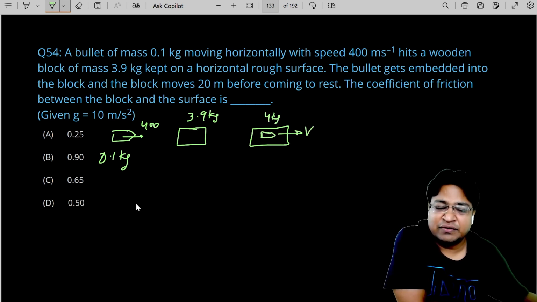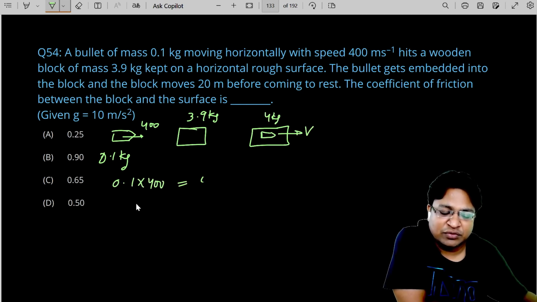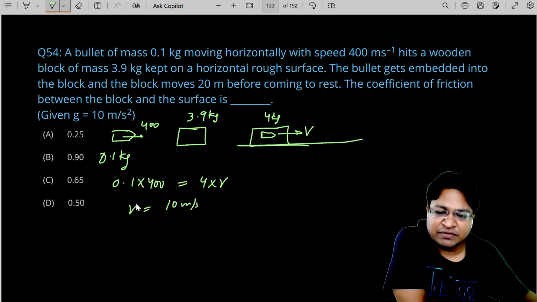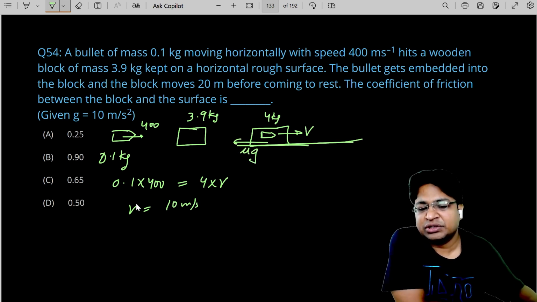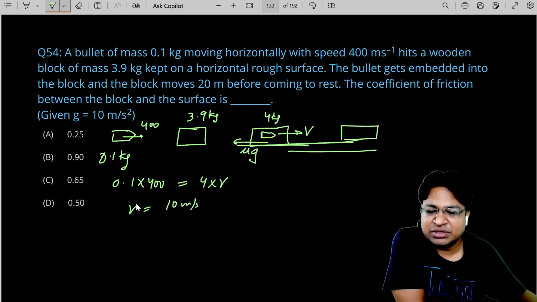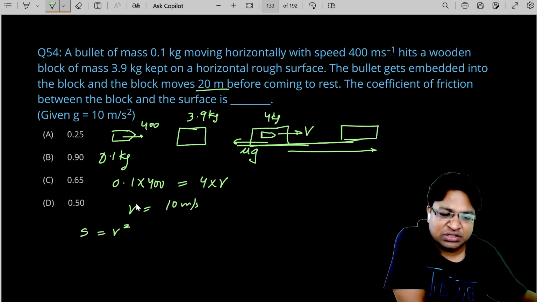To find the value of v, we will go for momentum conservation. So 0.1 into 400 is equal to 4 into v. So v will become equal to 10 meter per second. Now this block is sliding on a surface with friction coefficient mu, and the acceleration would be equal to mu g, which will actually bring about the deceleration. The block travels some distance and then stops, and that distance is 20 meter. So we can write s is equal to v square upon 2a.